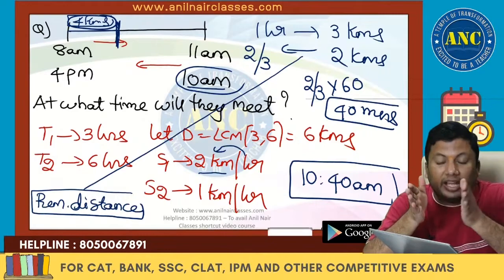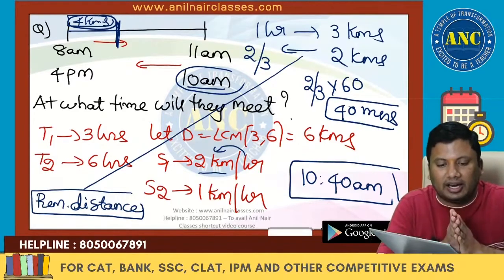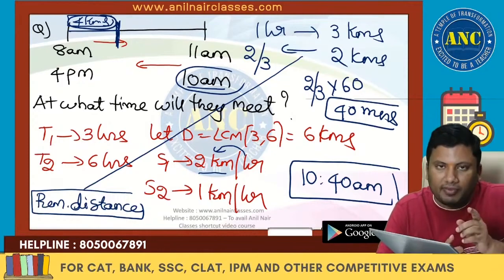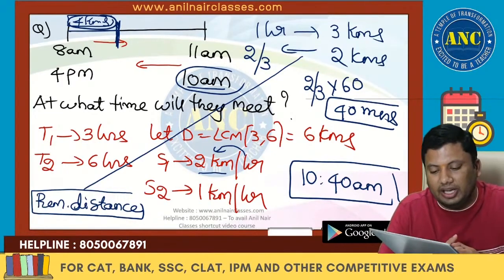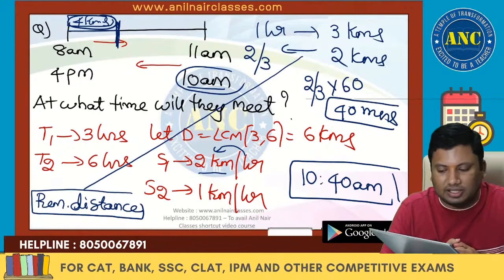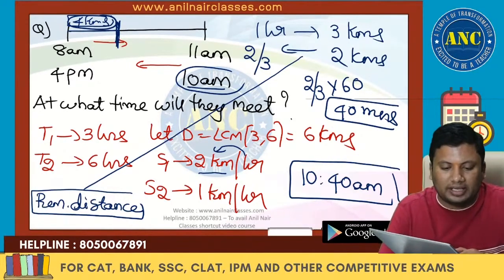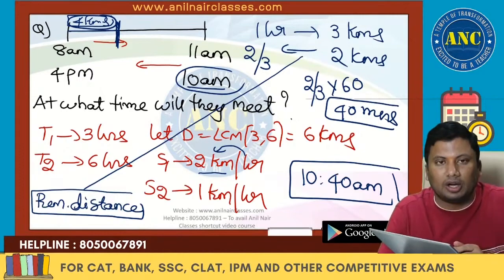8 a.m., 11 a.m. Step number 1: 3 hours, clear. 10 a.m., 4 p.m.: 6 hours, it is clear. Step number 3: let D be the LCM of 3 and 6. It is 6 kilometers. S1 is 2 kilometers per hour. S2 is 1 kilometer per hour.